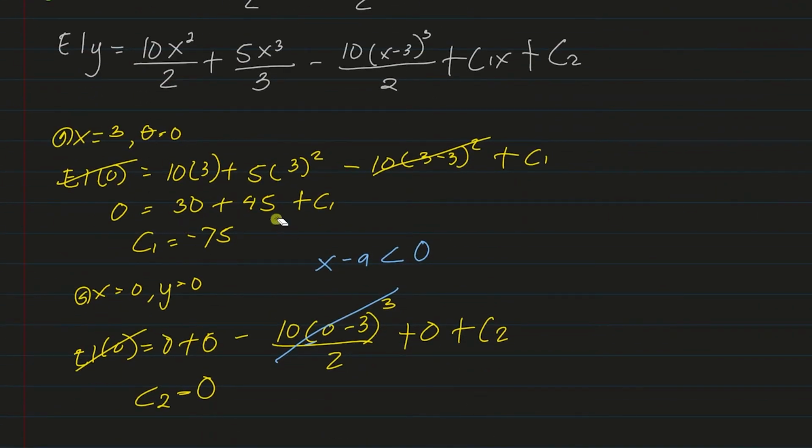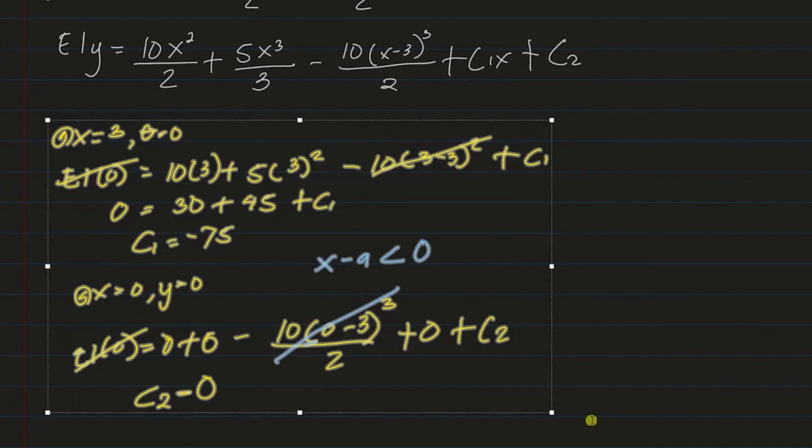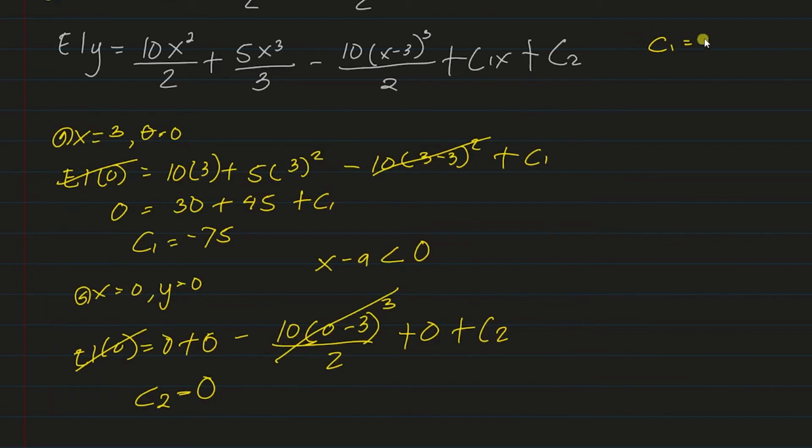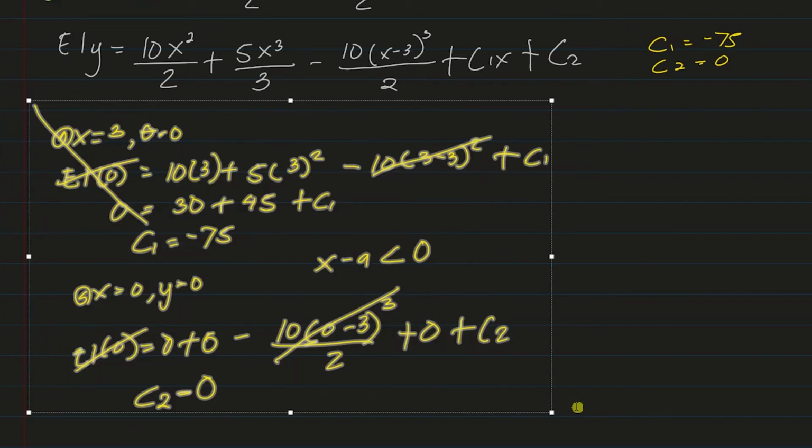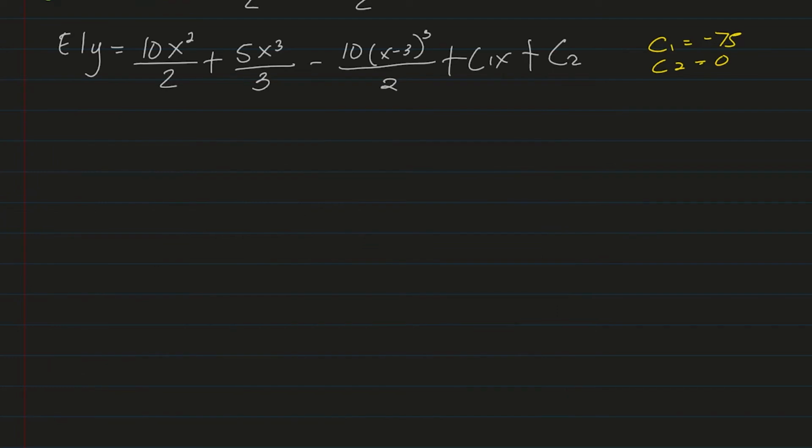I will just erase this for now para magkaroon tayo ng space. So, remember, C1 is negative 75. Sulat ko dito. C1 is equal to negative 75 and C2 is equal to 0. So, for now, I will just get rid of this. Ayan. Alisin na natin yan. Delete. Now, let's move on, mga bis.